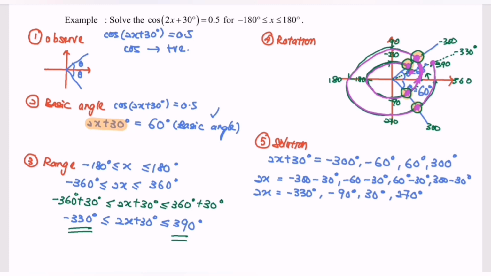So we will have x equals negative 165. Negative 90 divided by 2, we will have negative 45. 30 divided by 2, we will have 15. 270 divided by 2, and we will have 135.